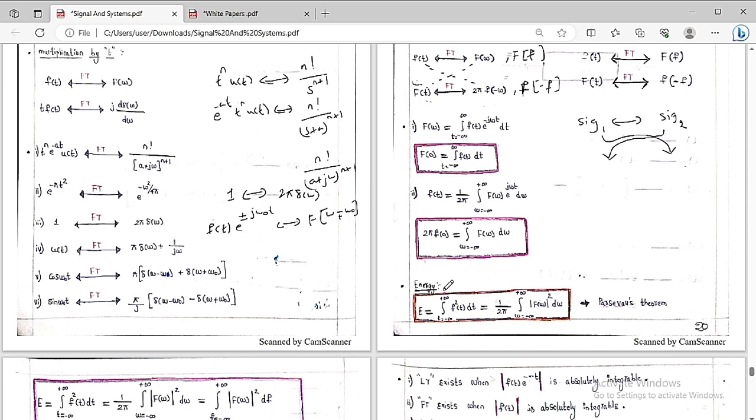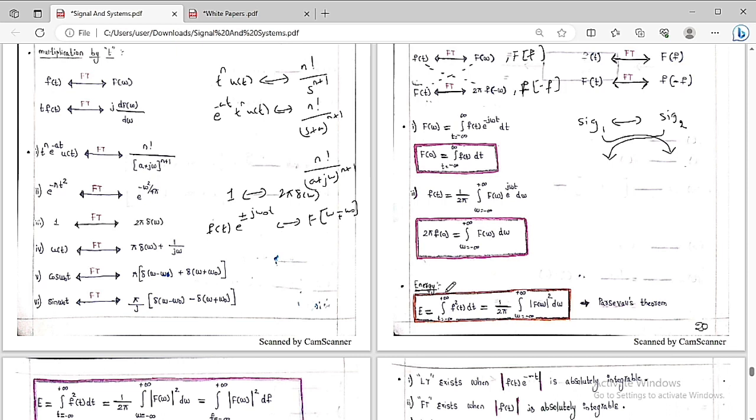So now, you know the energy expression. For f of t there will be F of omega. So the energy in the time domain should be equal to the energy in the frequency domain also. For f of t, the energy in the time domain should be equal to the energy in the frequency domain also.